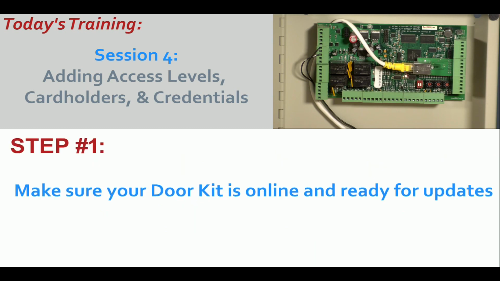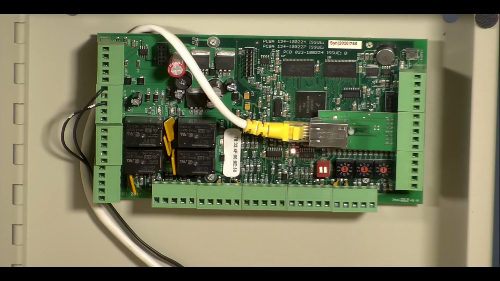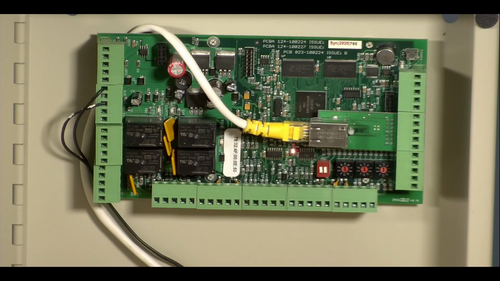Well, let's get started. Step 1, make sure your door kit is online and ready for updates. Now, as you can see here from last session, our card is programmed to connect through the Millennium configurator and is ready for configuration because we can see that the board is online. And we can tell that by the rapidly flashing light. As we demonstrated in the last session, if there is no connection, the light will flash very slowly. And in this case, you can see that it's rapid flashing, so this board is more than likely online.